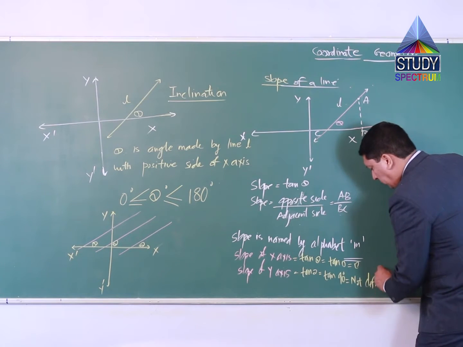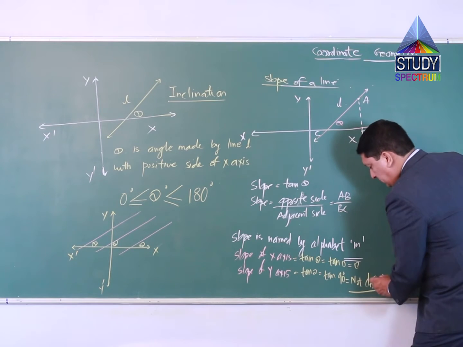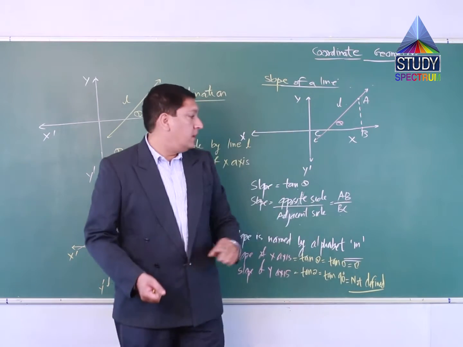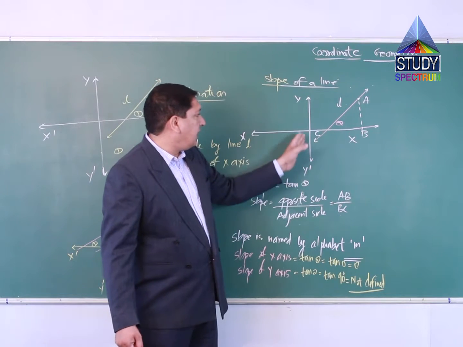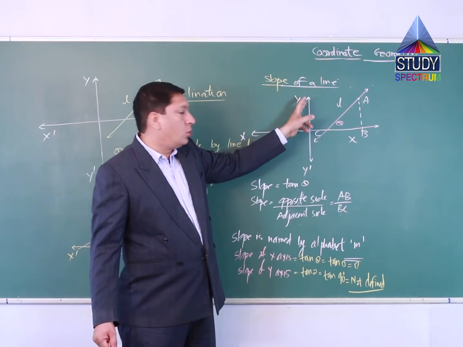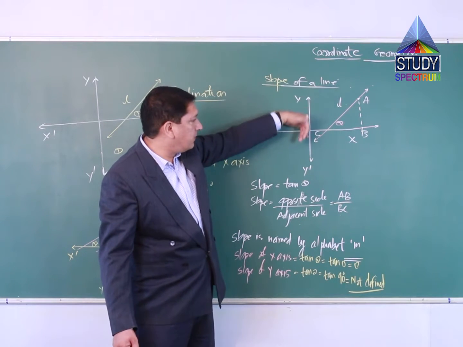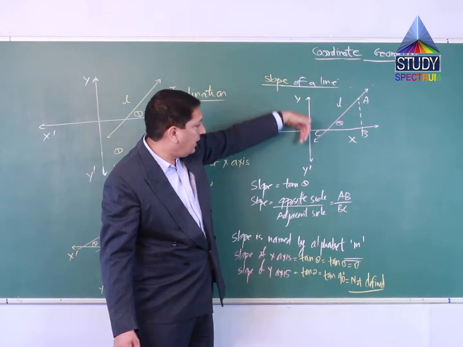Not defined. We cannot explain about tan of 90 degree. Why we cannot explain? Because it is something like you are asking for a slope of 90 degree line. This is not a slope. This cannot be defined. It's just a vertical line.